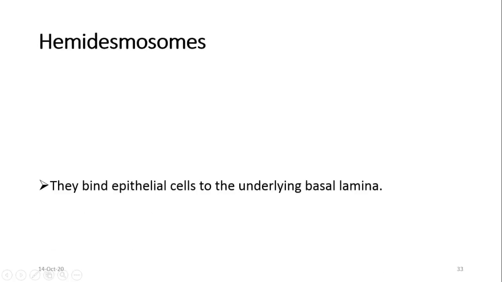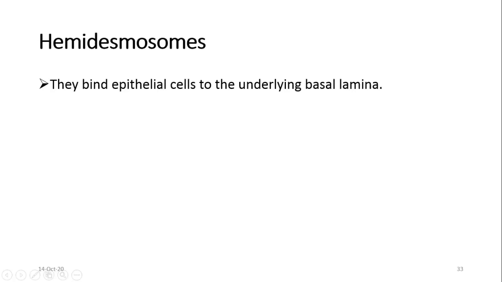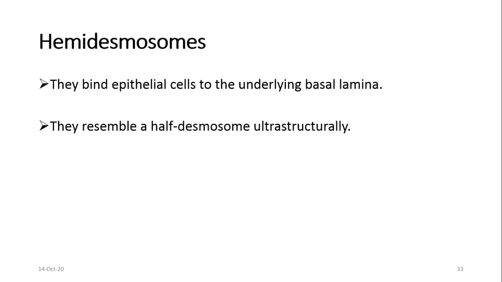The hemidesmosomes bind the epithelial cells. This is found at the basal part. They bind the basal domain of the epithelial cells to the underlying basal lamina. They are not found in the lateral surface. They are found in the basal surface. And they resemble a half desmosome ultrastructurally. That means hemidesmosomes are smaller than the desmosome. They are half desmosome.